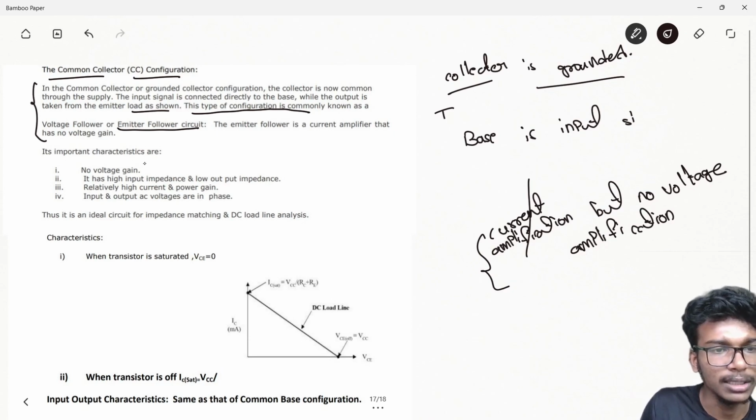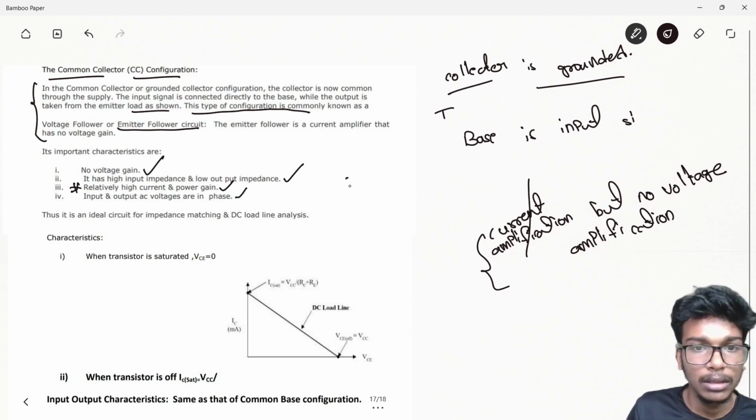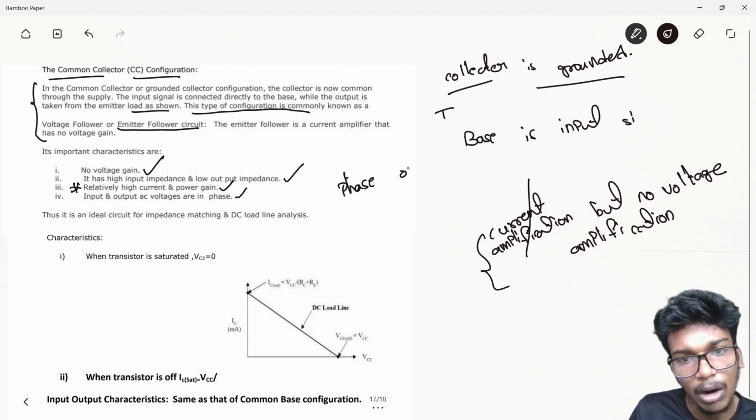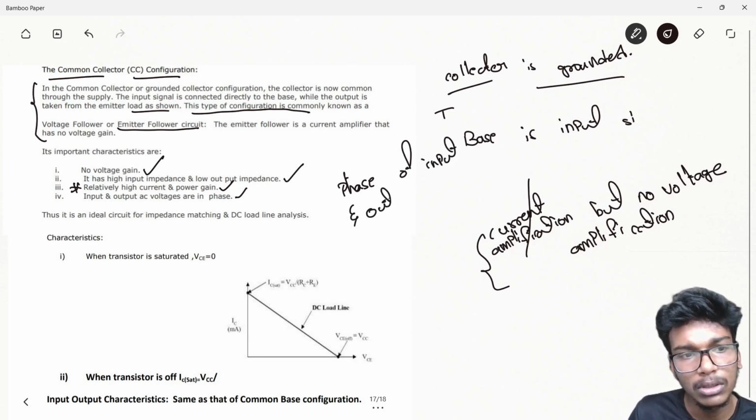The important characteristics of a common collector configuration: no voltage gain, high input impedance and low output impedance, relatively high current and power gain. Just mark this as a very important point. Input and output voltages are in phase. The phase of input and output voltages are the same.